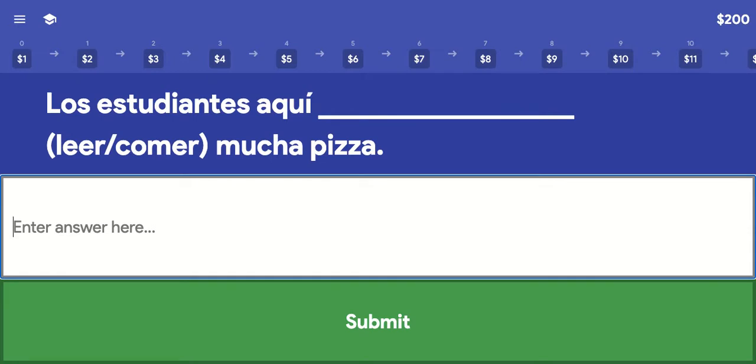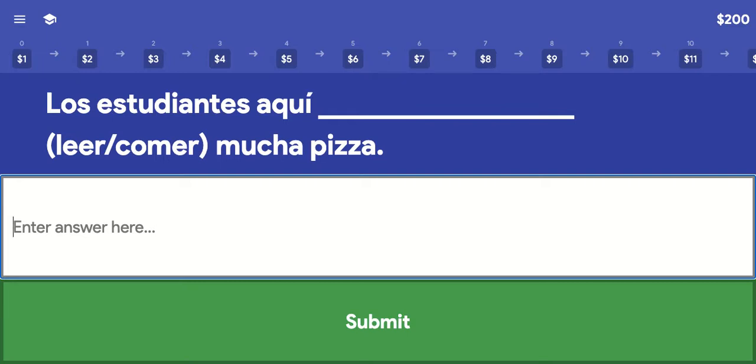And you're going to notice the very first thing is it will say Los estudiantes aquí, and then there's the blank, and you'll notice in parentheses there are these two verbs. There's leer and there's comer. Leer means to read, and comer means to eat. And if you look, it says mucha pizza. Now, my guess is the students here, they don't really like to read a lot of pizza. They probably like to eat a lot of pizza.